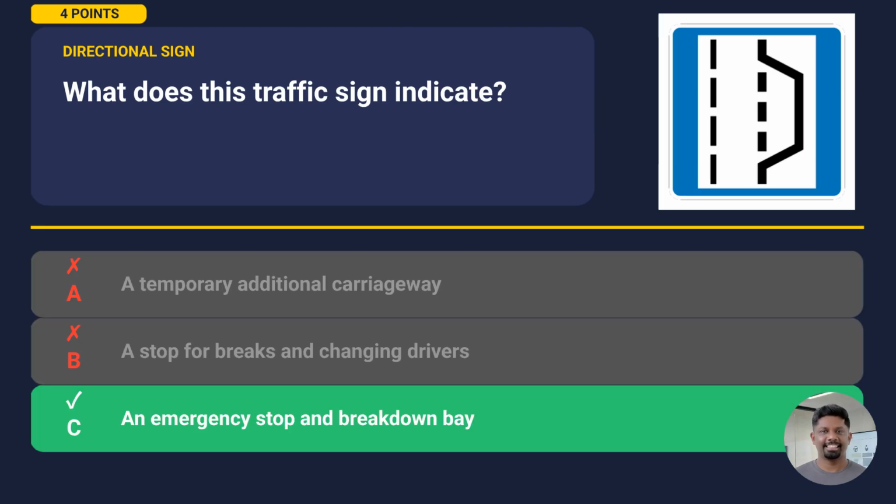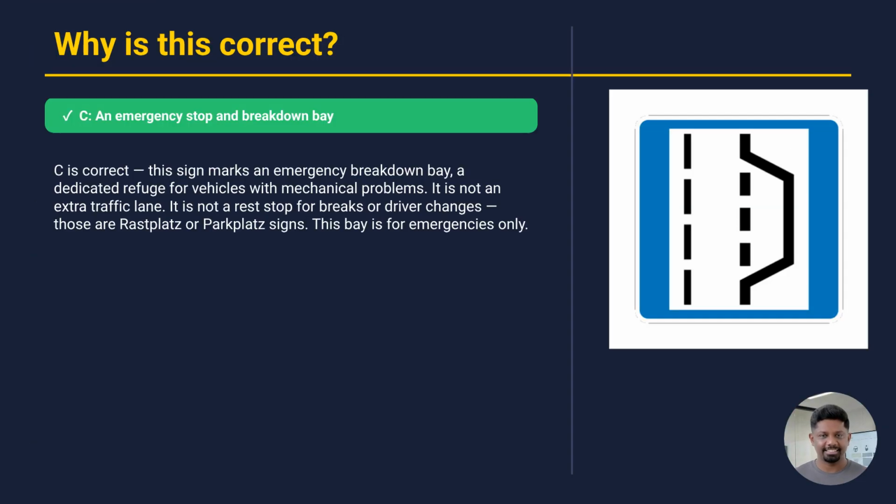The correct answer is C. Let's understand why. C is correct. The sign marks an emergency breakdown bay, a dedicated refuge for vehicles with mechanical problems. It is not an extra traffic lane. It is not a rest stop for brakes or driver changes. Those are Rastplatz or Parkplatz signs. This bay is for emergencies only.